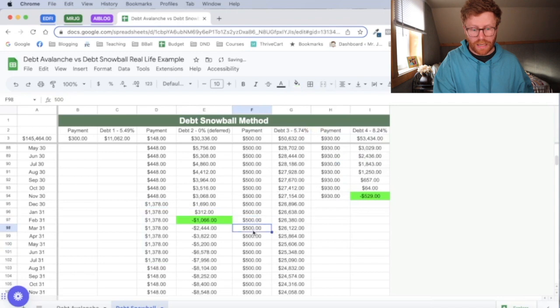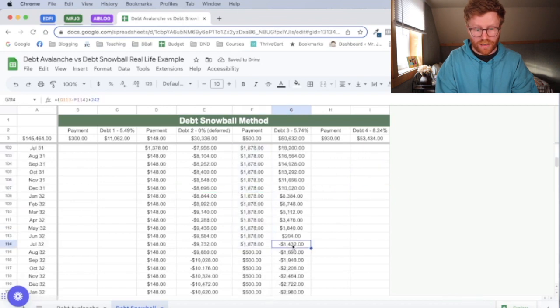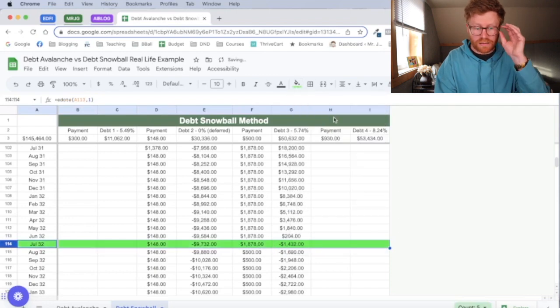And now we're going to apply all of that to this loan. So now we're going to be back up at that $1,878. And this is not going to take us long to pay off at all. We're going to have it paid off in July of 2032. And that should be all of our loans because this one's negative and these two on the outside are already paid off. And so we'll just put a finalized date on that.